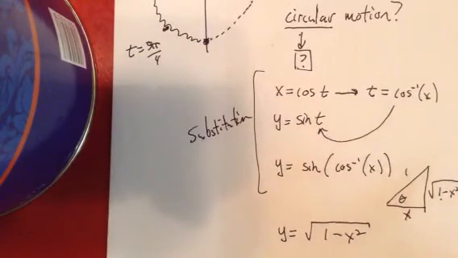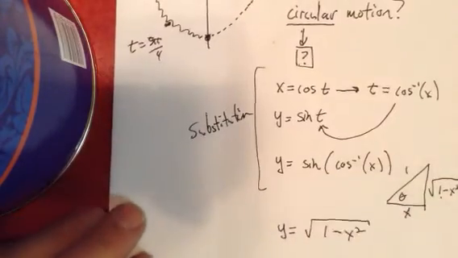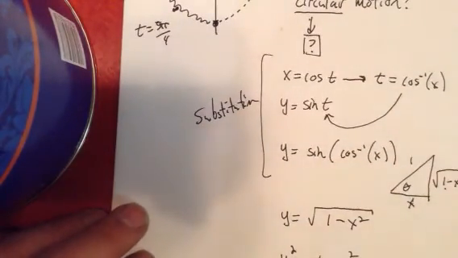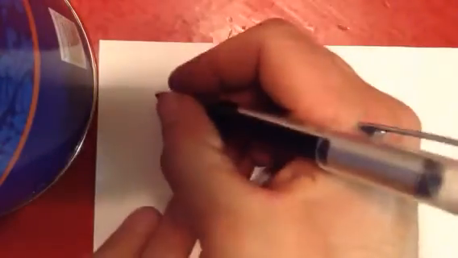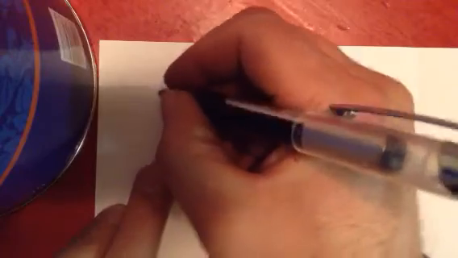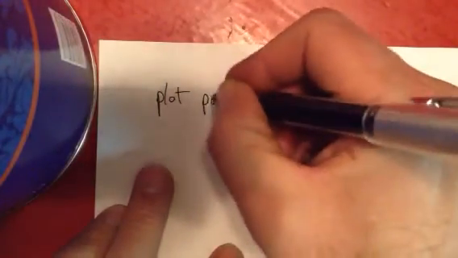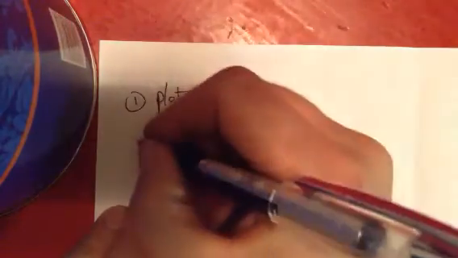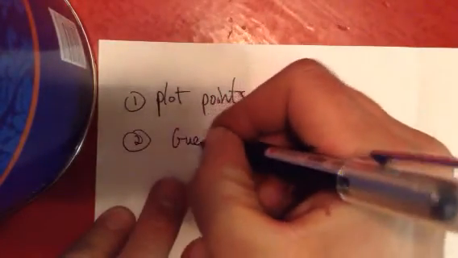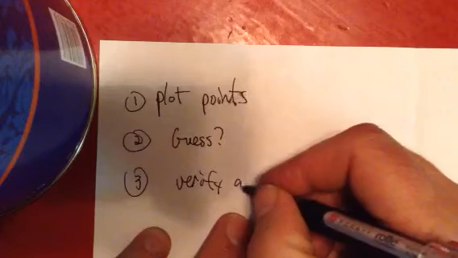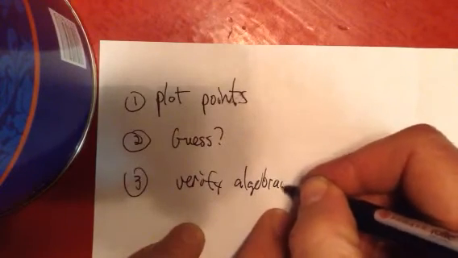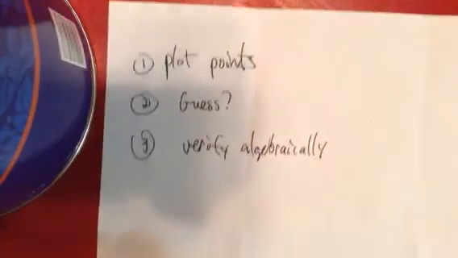Almost done. I want to give you 2 quick problems to try on your own. I really do. I just have to find them. Actually, what I need to find is a piece of paper to write them. Here are the 2 problems. And I want you to go through the same process. I want you to plot the points. Take a guess at what you think it might be. And verify algebraically. That's what we just did.